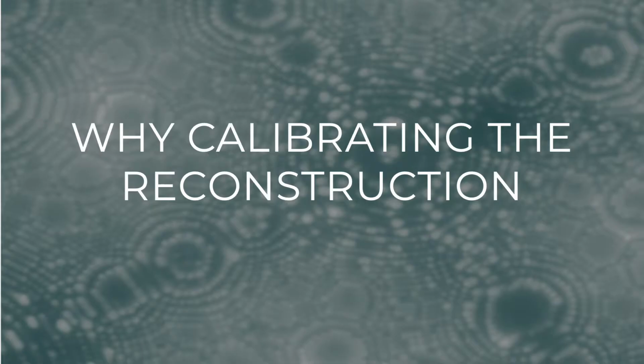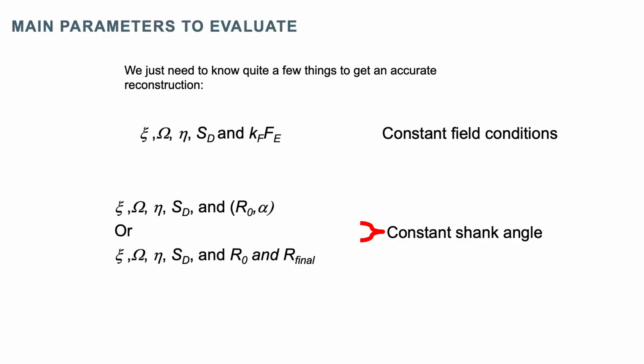All right, so I mentioned in the previous lecture on reconstruction that we end up with a number of parameters for the reconstruction, and some of those might need to be calibrated. So the main parameters are here: the detection efficiency, for example, the atomic volumes, the image compression factor, and this product of the field factor and the field, or the SHANK angle and initial radius, or the initial and final radii. All of these are parameters that will fit into the model.